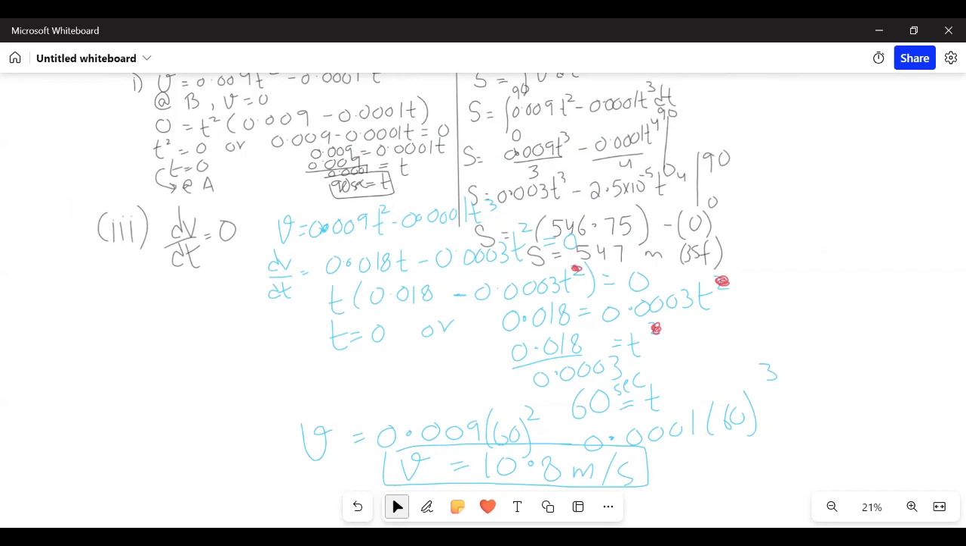कोई क्वेश्चन है तो प्लीज पूछो अभी. नहीं मिस। चलो नेक्स्ट क्वेश्चन.